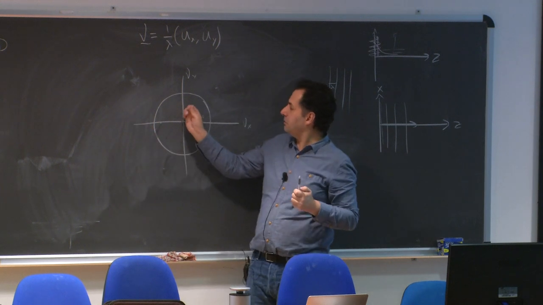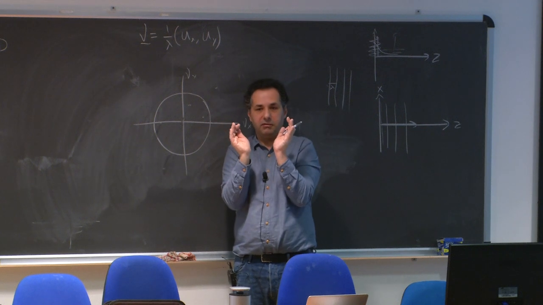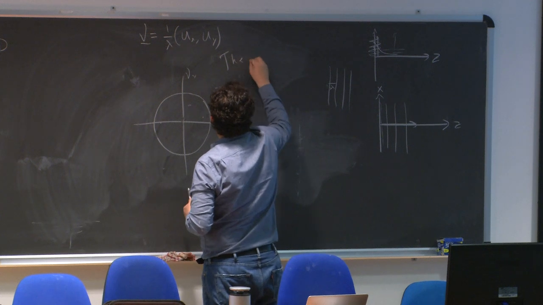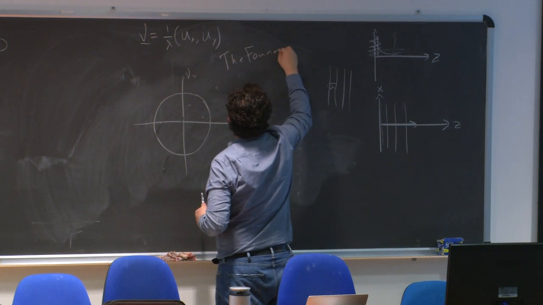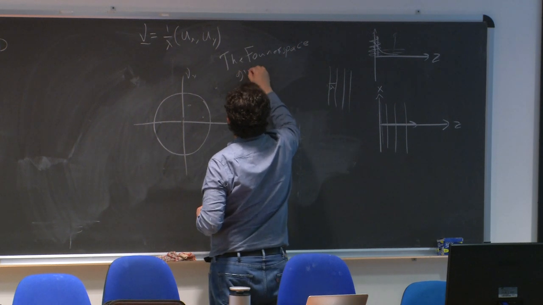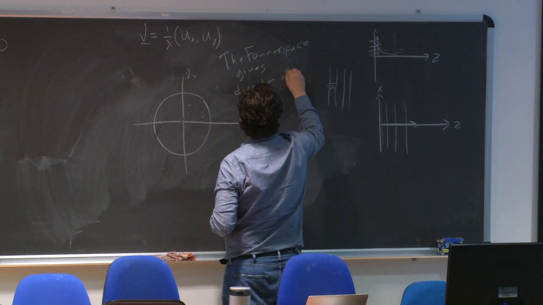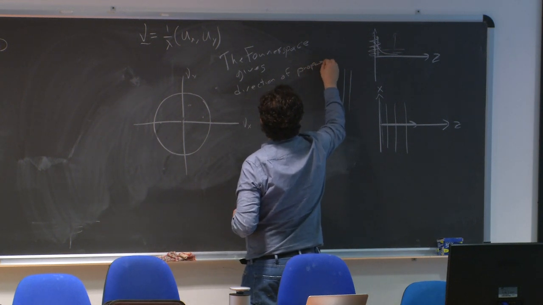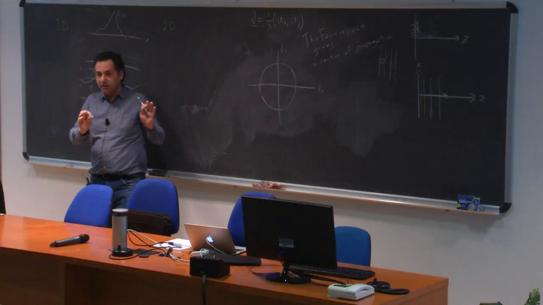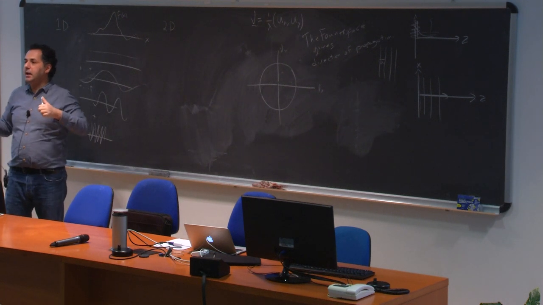We go to a representation where each point tells you a direction of propagation, particularly if we're inside of the circle. So there's a clear meaning. The Fourier space gives direction of propagation. Did that make sense? Okay. So Fourier, again, has a meaning.